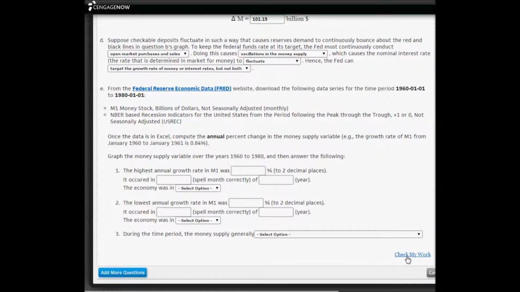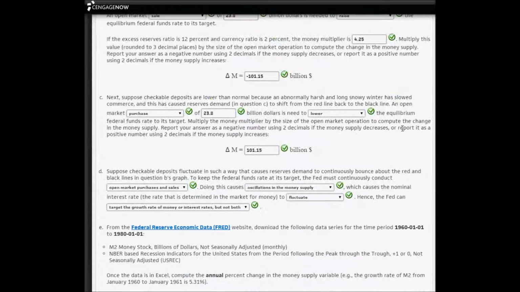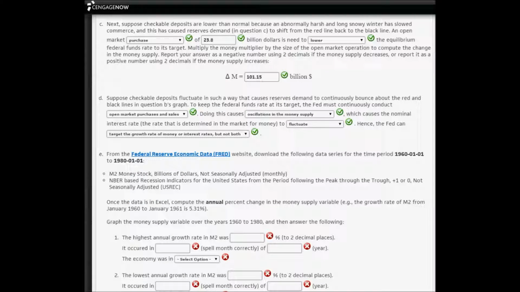I'm going to check my work, and I should get everything correct, except for part E, which I leave up to you. And it looks like I do. Except for part E, of course.